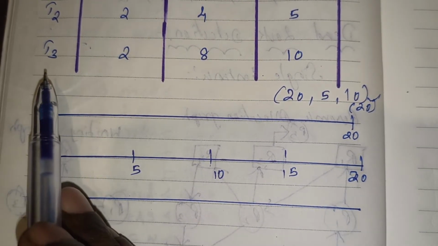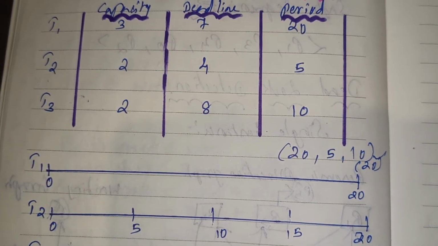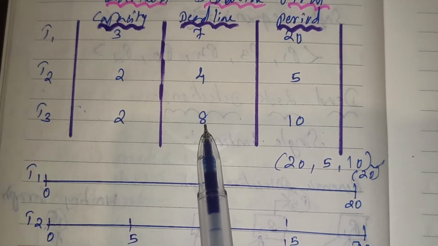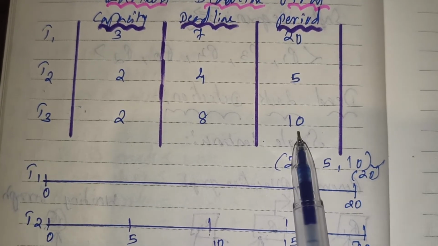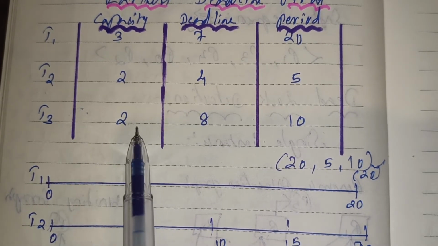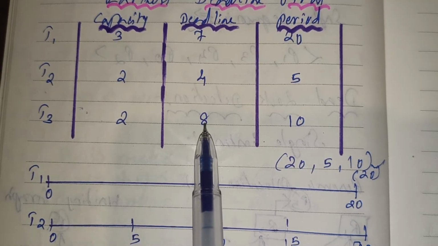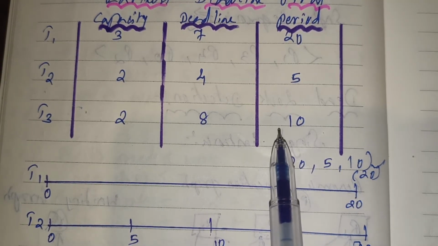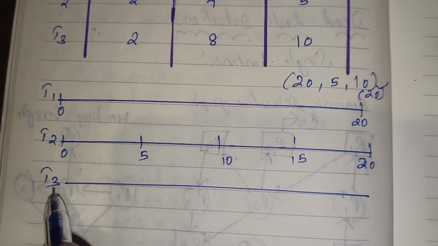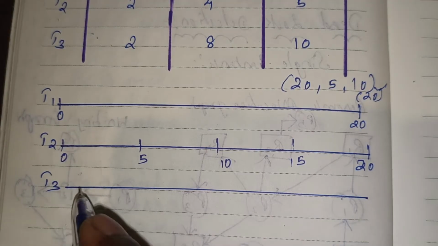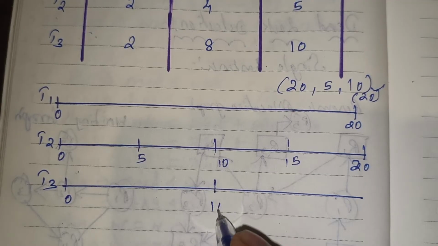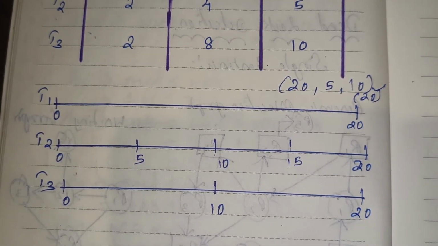Now what is the deadline for T3? The deadline for T3 is 8, and its period is 10. So within this 20, T3 can be executed 2 times, because its period is 10, and the maximum time period we have is 20. So this is how it splits. The maximum time here starts at 0, and we split it with 10, and here it is 20.